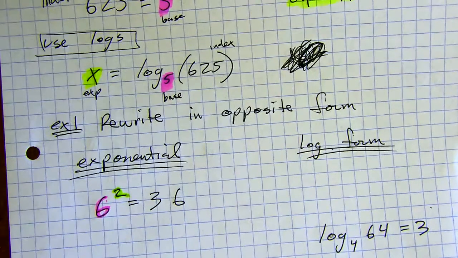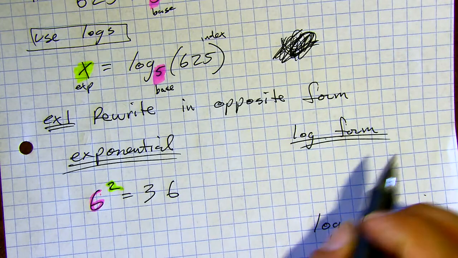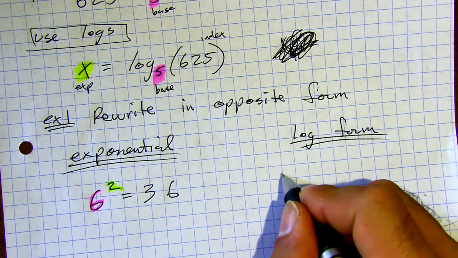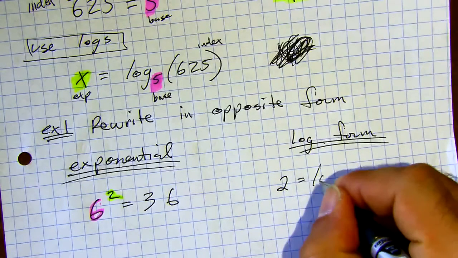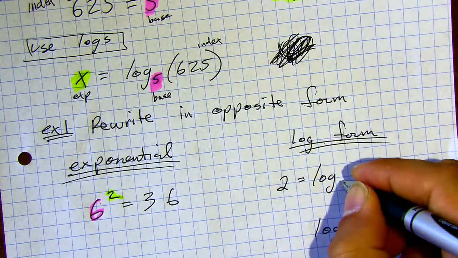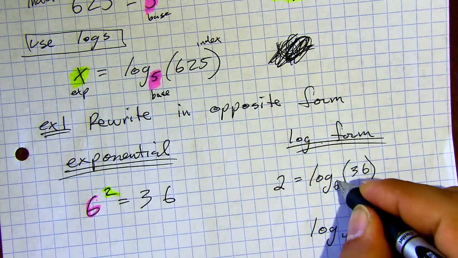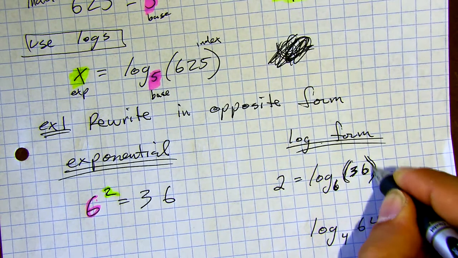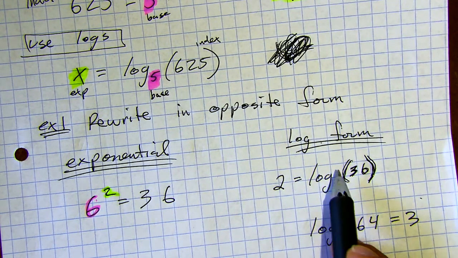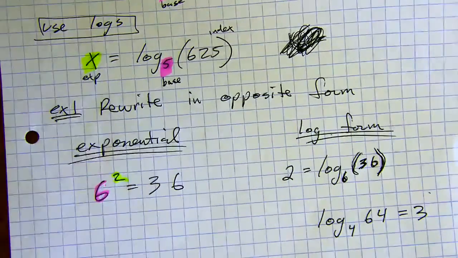So we have 6 squared is equal to 36. And that's a true statement, right? So if we get into the log form, all of this should work as well. Remember the exponent is what we're trying to find. 2 is equal to the log of, what's our base? 6. What was our index? 36. So essentially, we have it in this form, and the next lesson will allow us to use the rules of logs to show how this is equal to 2.